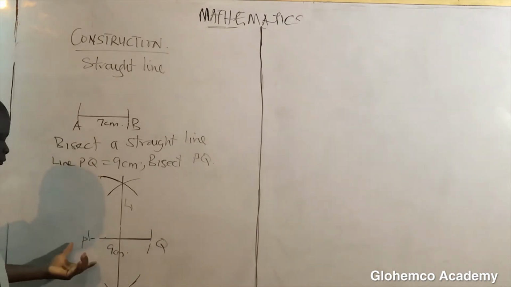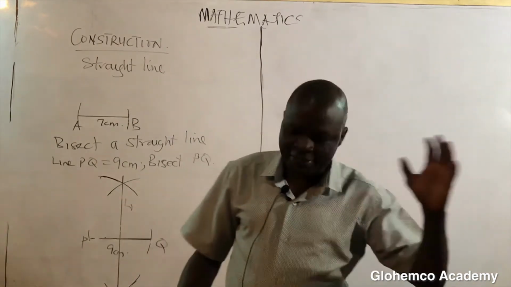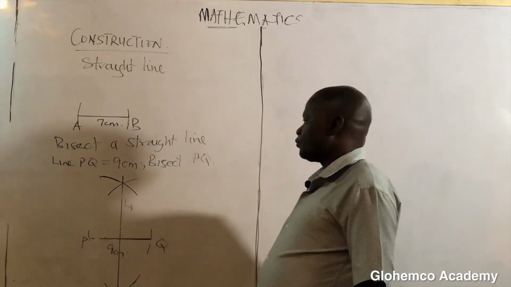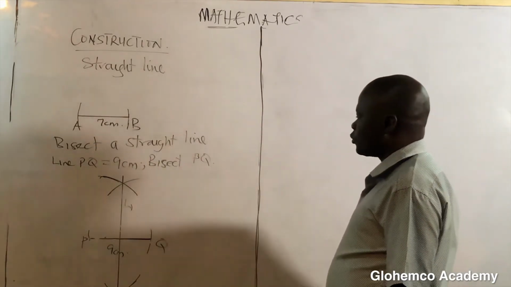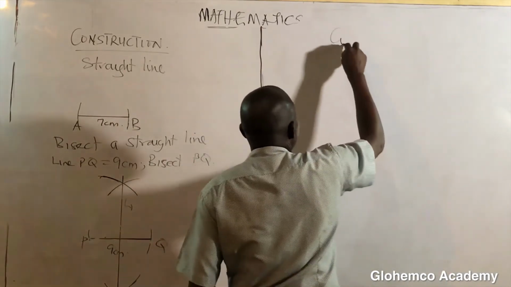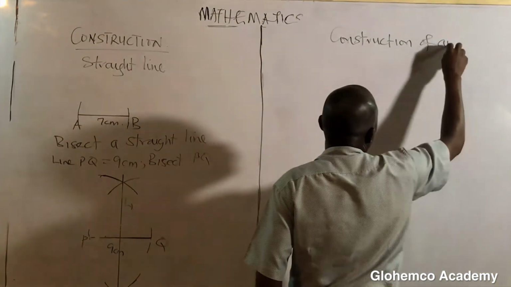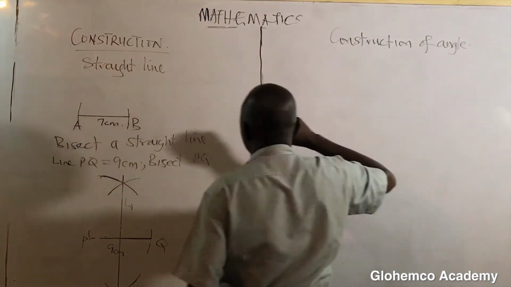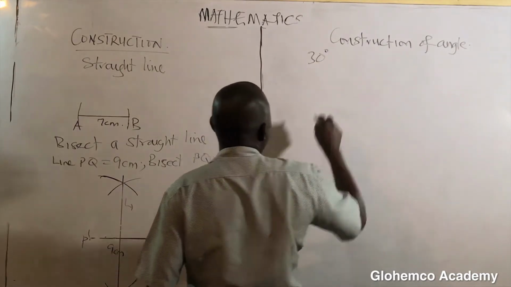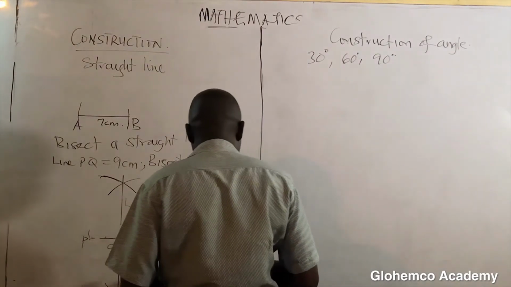We still need to understand this one under the construction, because most of the time we'll be asked to bisect this, bisect that. Once you know how to bisect, then it will be very easy for us when we get to the real question. Again, we are going to go to construction of angles. How do we construct an angle? Let's talk of some angles like 30 degree. How do we construct 30? How do we construct 60 degree? How do we get 90 degree? Let's start on these three angles.